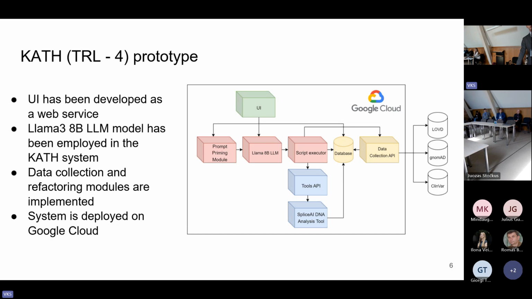The current idea is that the user from the UI asks Llama, or prompts it for some request. Llama is primed with the prompt priming module, and it generates a script that passes to the script executor, and the script executor has access to the rest of the system. It can run tools and collect data on the needs of the user. The whole system is deployed on Google Cloud.